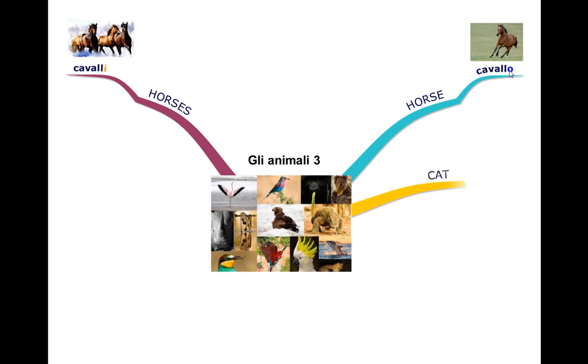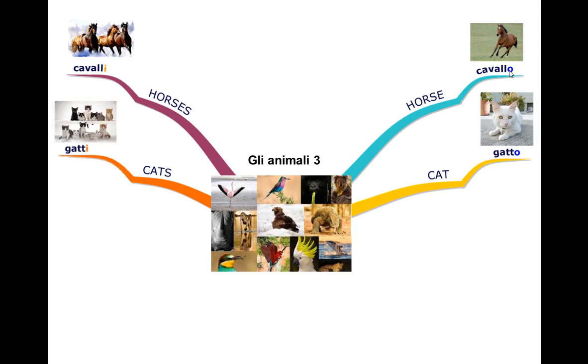On the yellow branch, we have cat, which is called gatto. Also note that this word ends in O. On the opposite side, in the orange branch, we have cats. We replace the final O with the letter I, and we will have gatti.